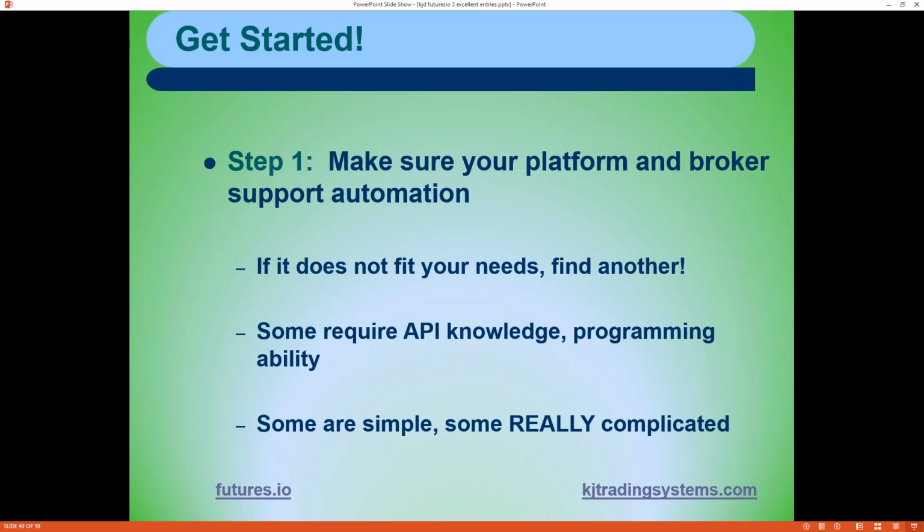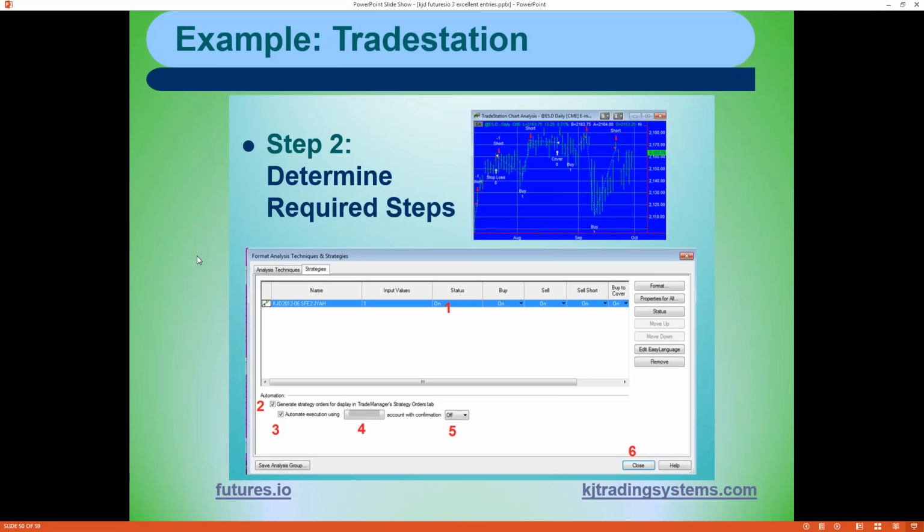Some of them require some good computer knowledge, such as an API, which is a programming interface to get programs to talk to each other. A lot of them require programming ability. Some are simple, some are complicated. So you've got to look and see what's out there relative to what you want, because what you want to do might not fit with all platforms out there.